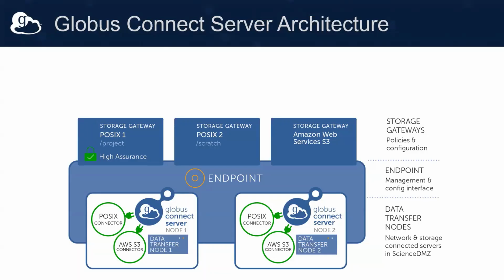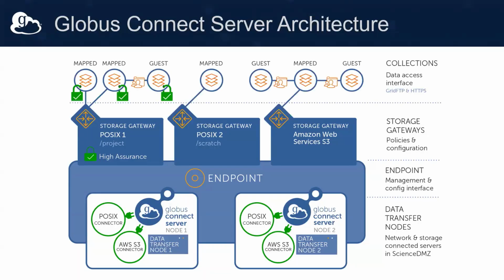This endpoint has a high assurance storage gateway for POSIX, a regular, standard assurance storage gateway for a POSIX file system, and then an AWS S3 storage gateway for talking to an S3 storage, again also standard regular assurance. They have their own sets of policies and configuration, who can access what. And then off of those hang collections.